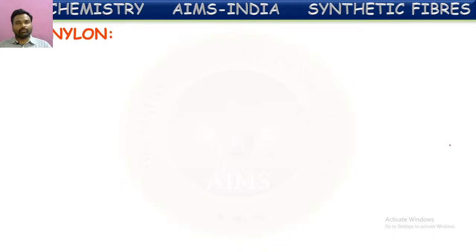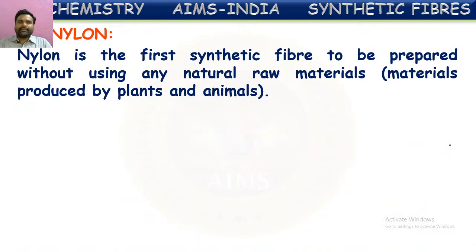Next, let us see one more artificial or synthetic fiber, nylon. Nylon is the first synthetic fiber to be prepared without using any natural raw material. So it is the first fully synthetic fiber prepared in the laboratory. As we said, rayon is also synthetic, but it is prepared from a natural resource, wood pulp. But nylon is the first synthetic fiber which is prepared completely from chemicals. No natural material is used in the preparation of nylon.